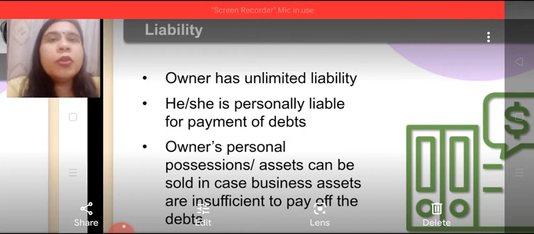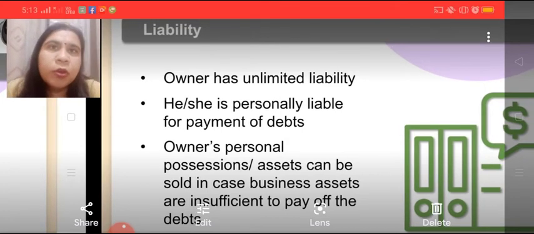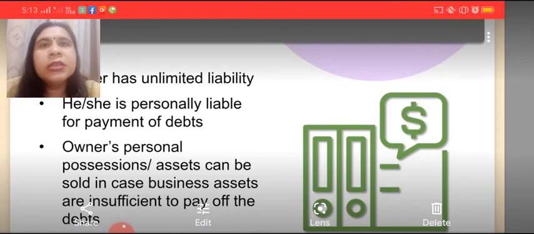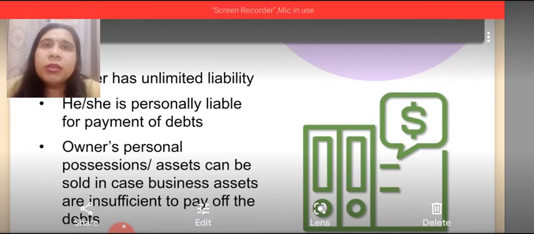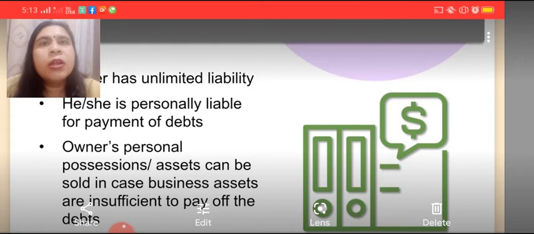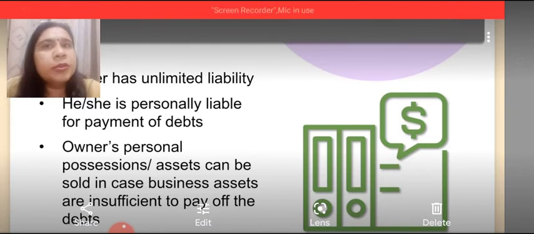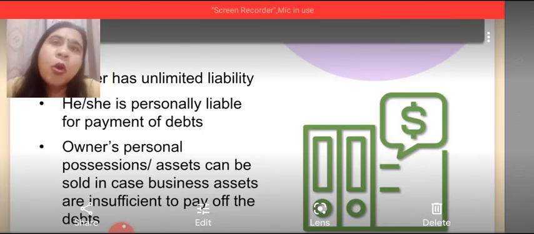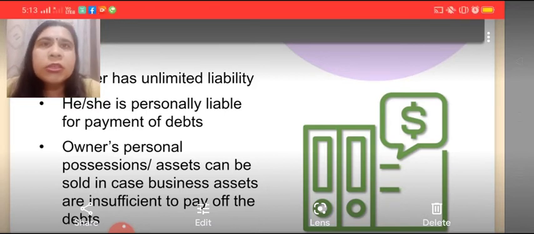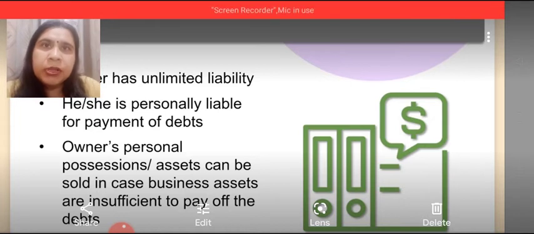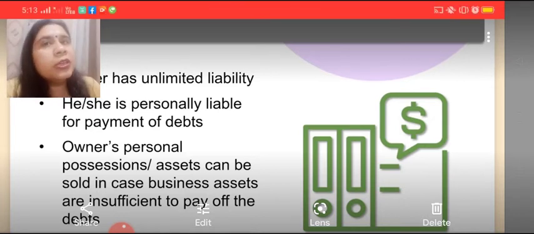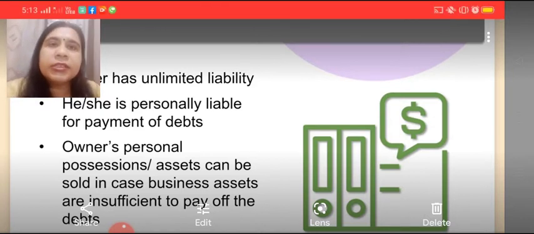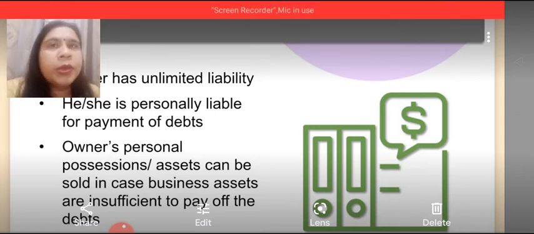The liability: the owner has unlimited liability. Now you may not be aware of what we mean by unlimited liability. Unlimited liability means in case of heavy losses, the personal assets of the owner are also to be used to pay the persons to whom he has to make payments. He is personally liable for payment of all the debts, all the loans. So the owner's personal possessions, for example, his personal car, his personal property, his personal assets, personal jewelry, can be sold in case business assets are insufficient to pay off the loans and the debts.